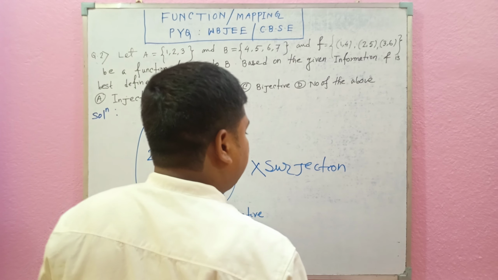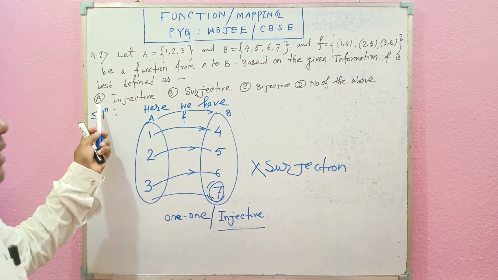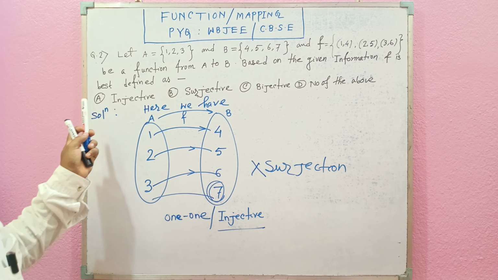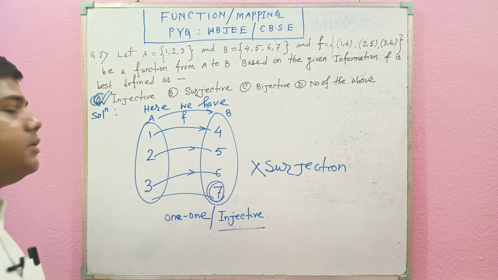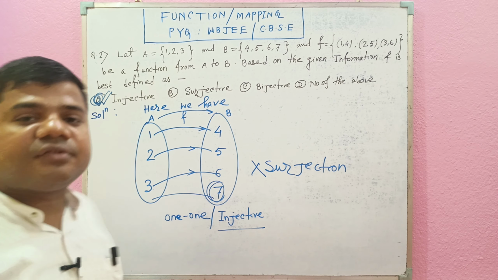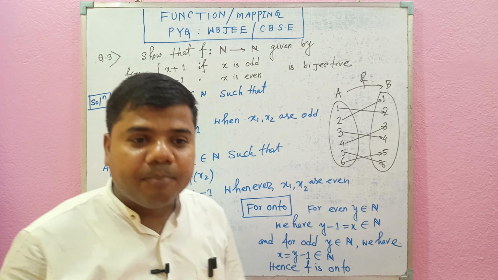So surjective or surjection. So the correct option is A. This is injective. Okay, this is injective. This is the correct answer. Now we will discuss the next question. Now we will discuss a very important question.